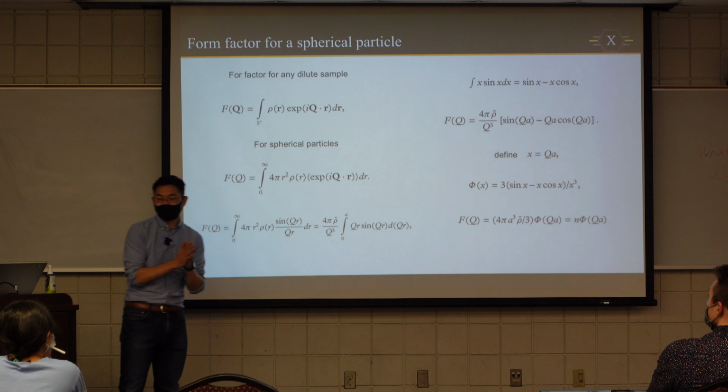F squared is basically any data on the left, we take a square. So if you throw a spherical structure in your X-ray instrument, you plot intensity versus Q, that would mirror this curve exactly. I have a question.